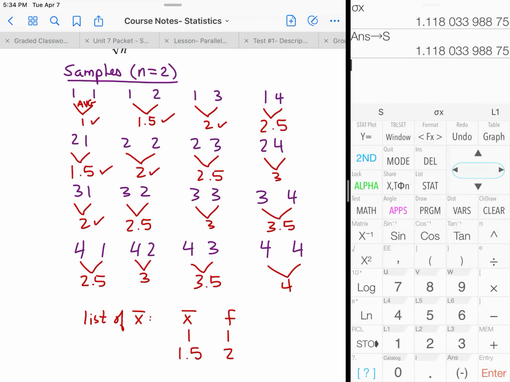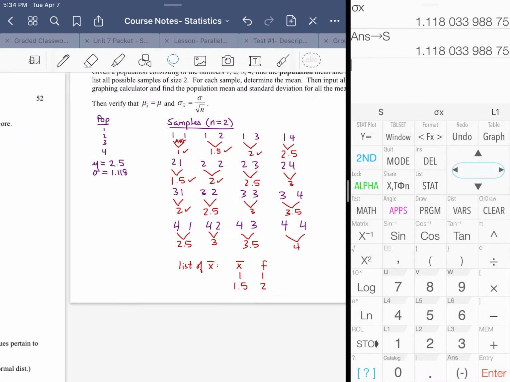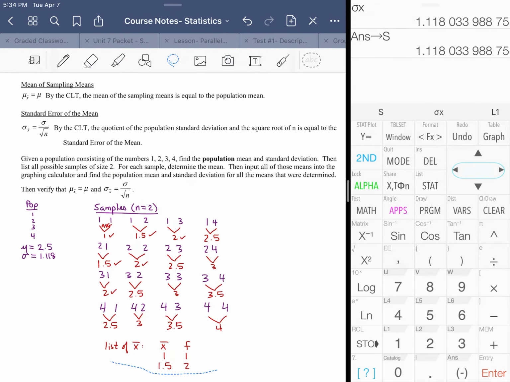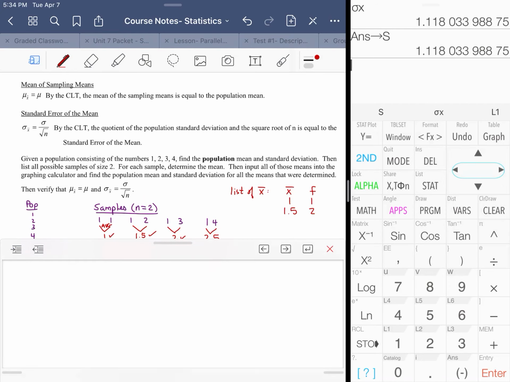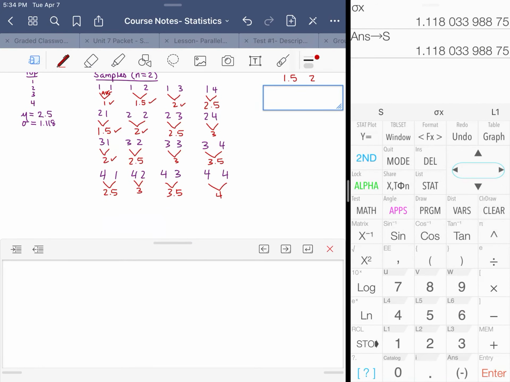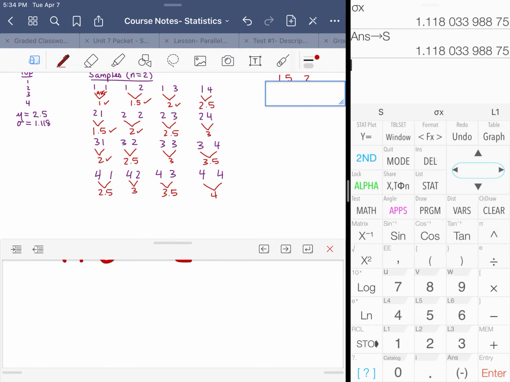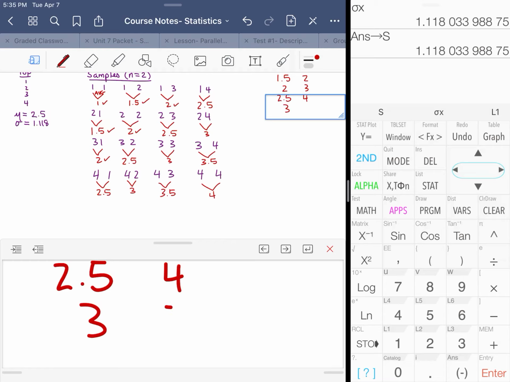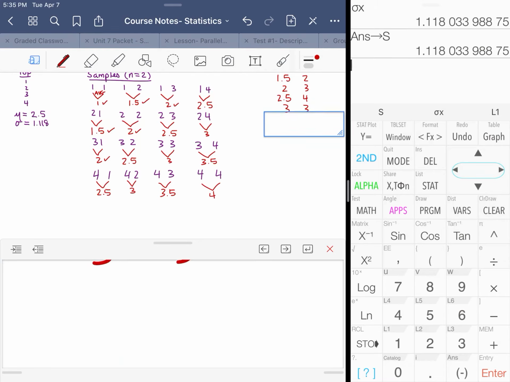Let me use the tried and true technique of moving stuff. All right, so 2 occurred 3 times. 2.5 occurs 4 times. 3 occurs 3 times, so we have symmetry. Now that's an important characteristic here.